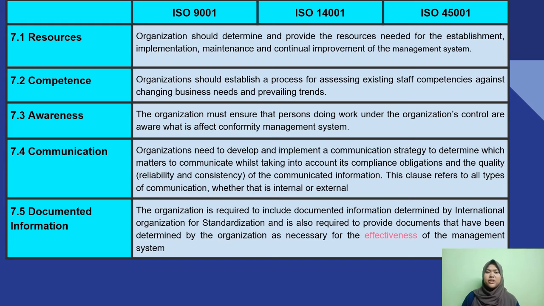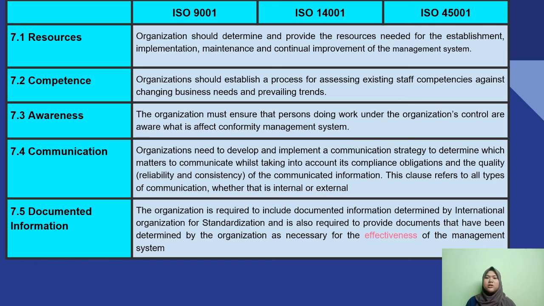The organization must ensure that the persons doing work under the organization's control are aware of what affects conformity of the management system. The organization should ensure that the people are aware of 5 parts. First, the quality, environmental, and health and safety policies. Second is relevant quality, environmental, health and safety objectives. The third one is the contribution to the effectiveness of the management system, benefits of improved performance, and the last one is the implication of not conforming to management system requirements.